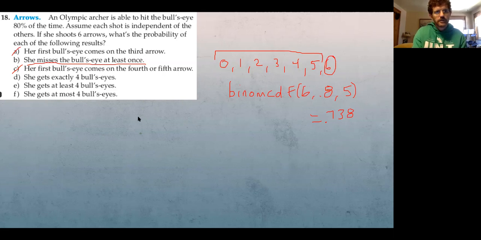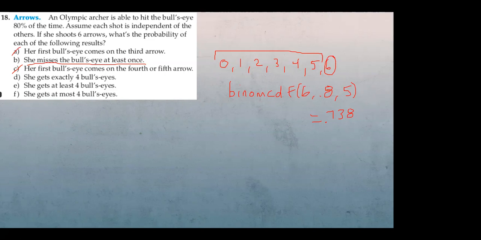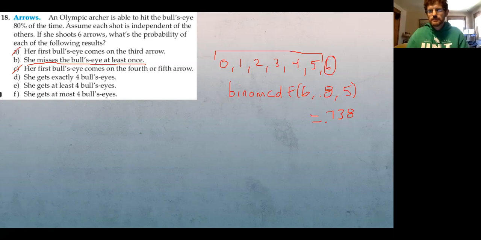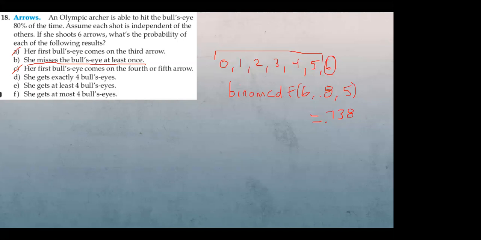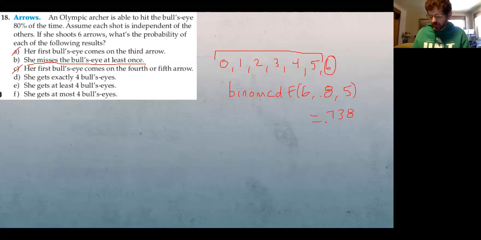So let's look at some other things going on. These last 3, we'll just look at D and E. So the probability she gets exactly 4 bullseyes. What do we do? What function are we using for this? Normal PDF. Not normal. Sorry, binomial. Yeah, it's just a habit, and as long as you're clicking that right on the calculator, you're good.